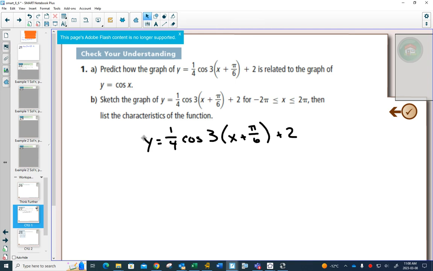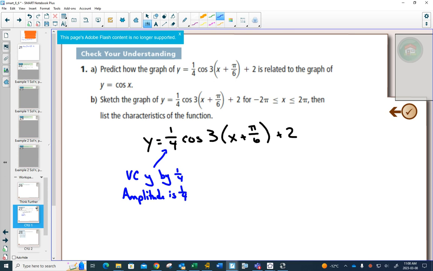Now, we can go through each of these and we can write from our transformations unit what they mean, and also from our shortcut what they mean in regards to sine and cos graphs. So this 1/4 would be a vertical compression. You would multiply your y values by 1/4. In our shortcut, and what we notice as a pattern is that means your amplitude is 1/4.